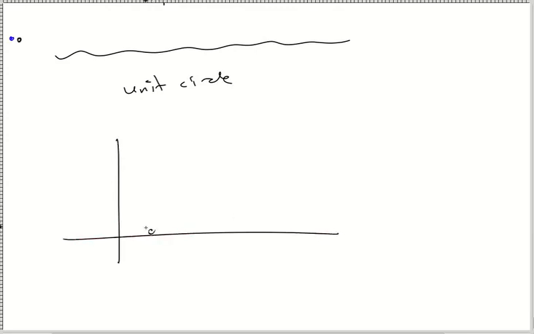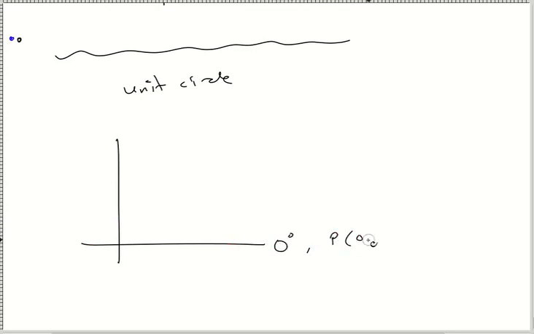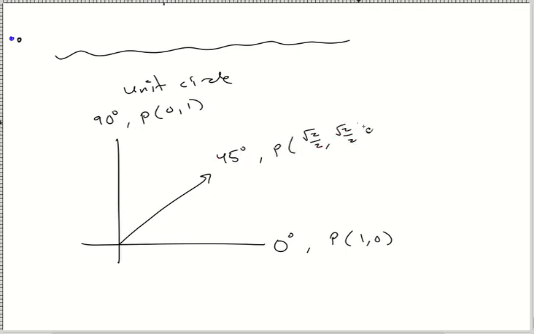I like unit circle. Everybody likes unit circle. You might not like the unit circle. We've got 0 degrees over here. I have a point at 1, 0. I also have 90 degrees here, and they have a point up here, 0, 1. Of course, we also have 45 degrees, and they give me a point there as well. That's square root 2 over 2, square root 2 over 2.